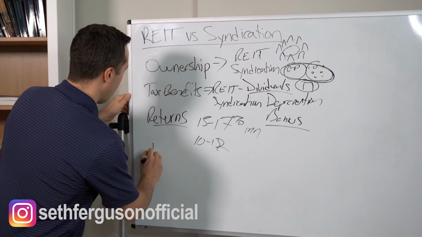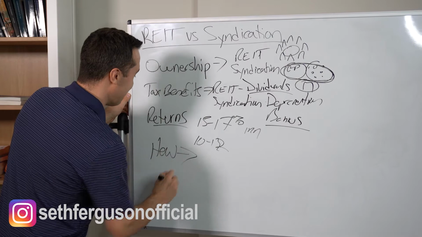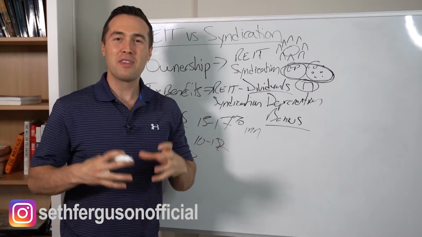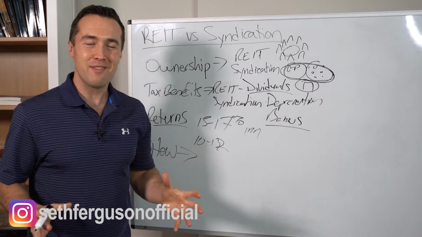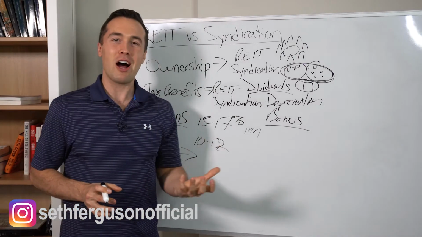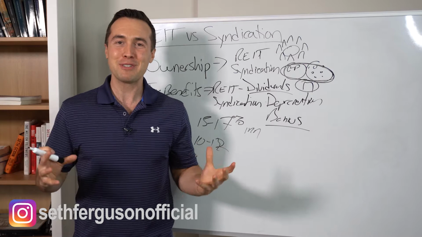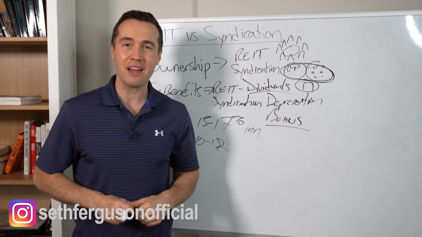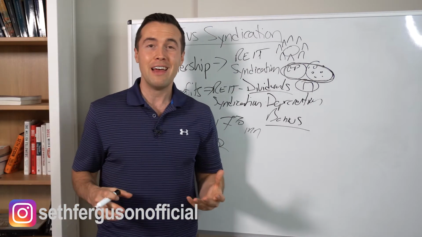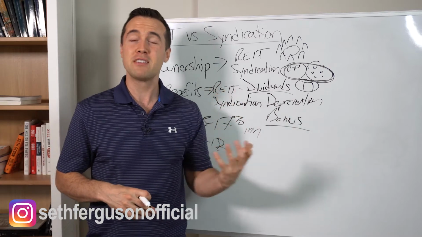Number 4, how you invest. Like I said before, with a REIT or real estate investment trust, you're basically buying a stock. So it's like you're buying Coca-Cola or Bank of America or Amazon. You can buy the stock directly, you can buy it through a mutual fund. You're just basically buying a piece of paper.